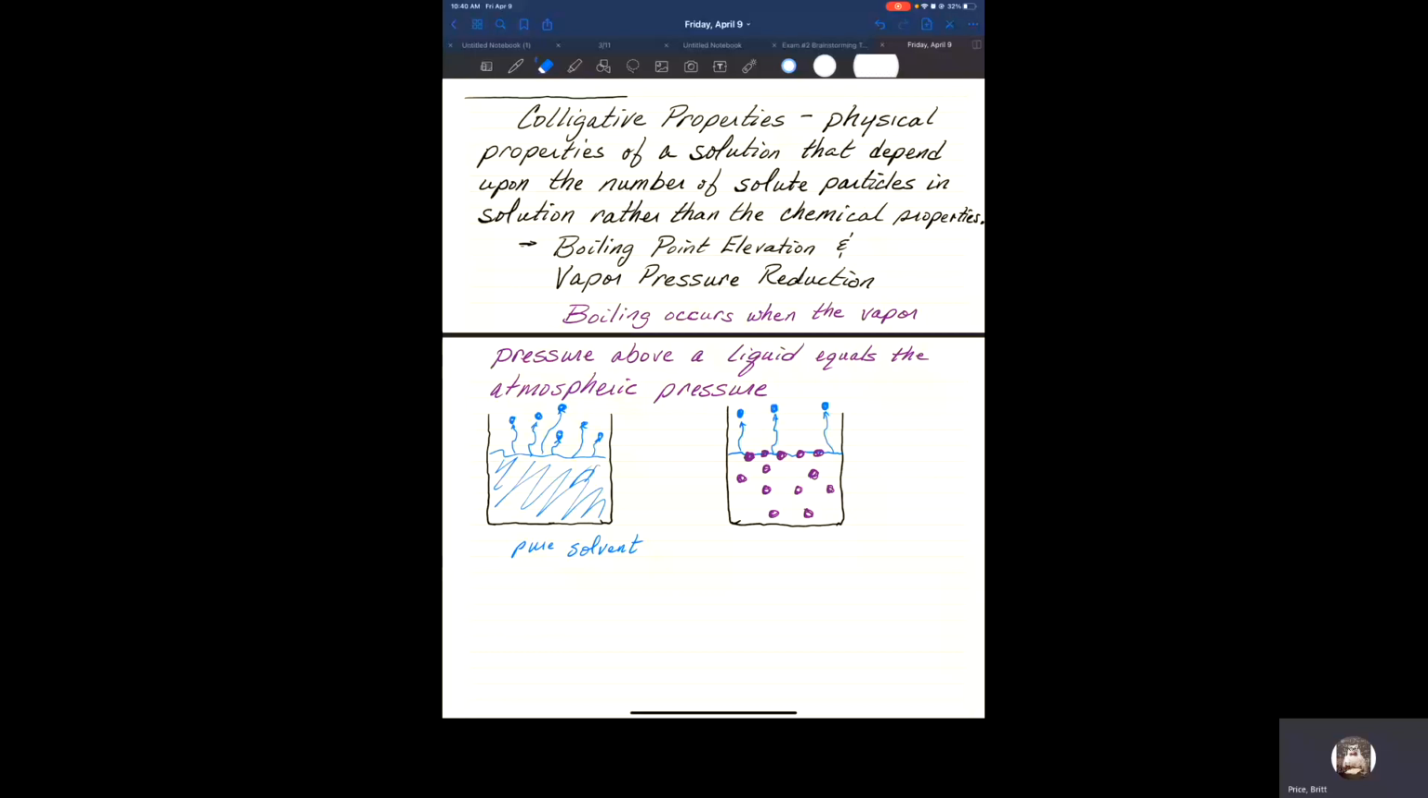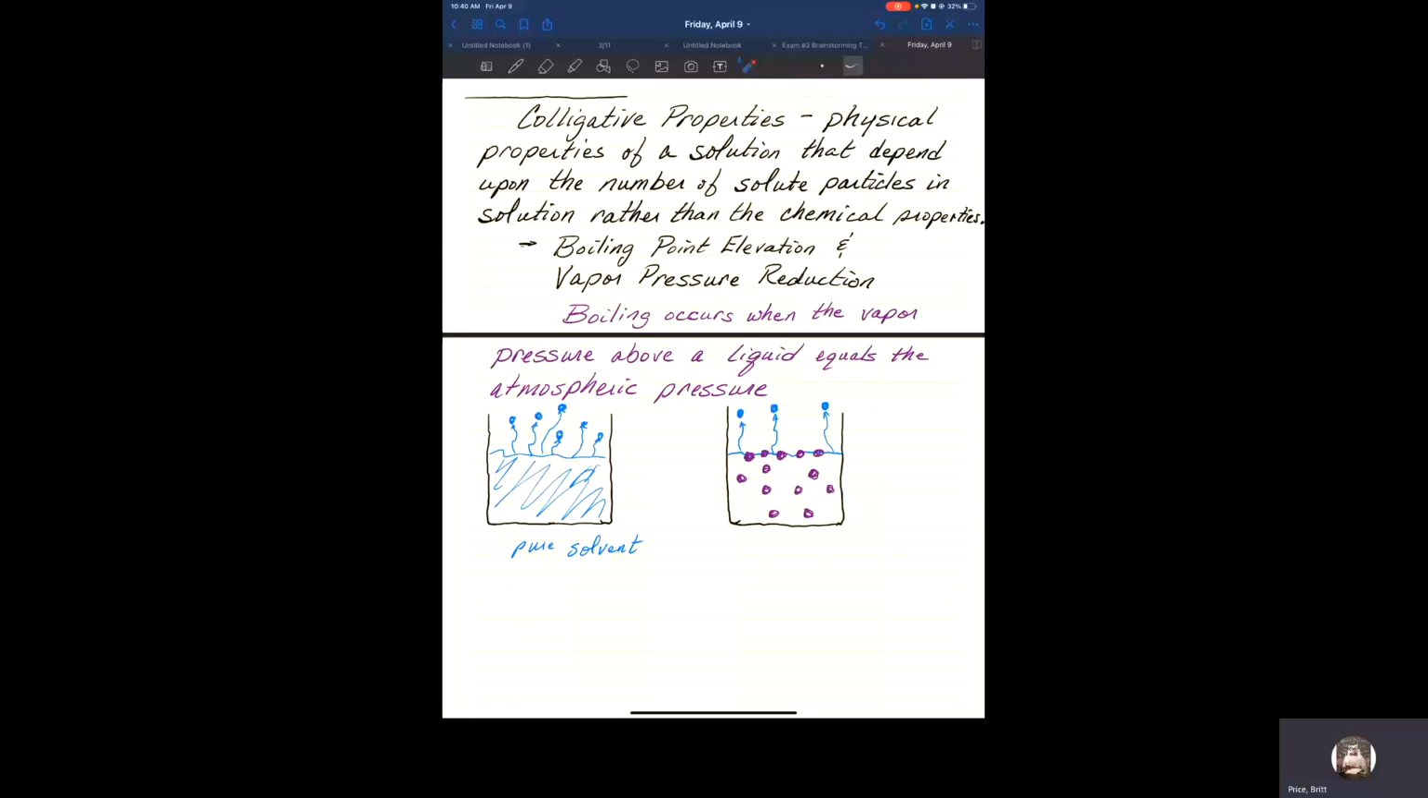So let's, for example, say that my pure solvent here is essentially at the boiling point, meaning that 1, 2, 3, 4, 5, 6, the pressure caused by 6 solvent molecules is equal to the atmospheric pressure. So this pure solvent is essentially boiling.